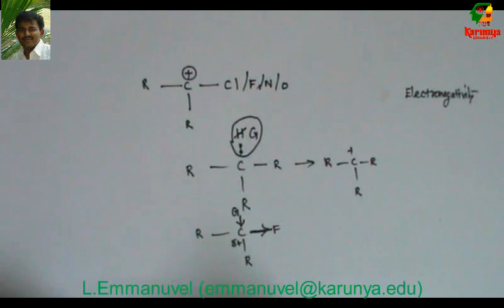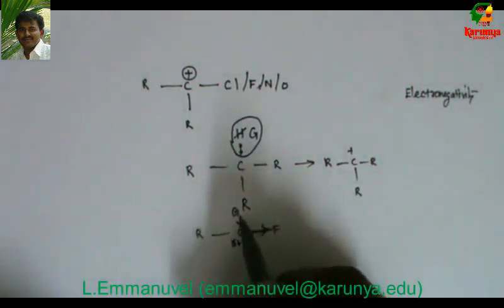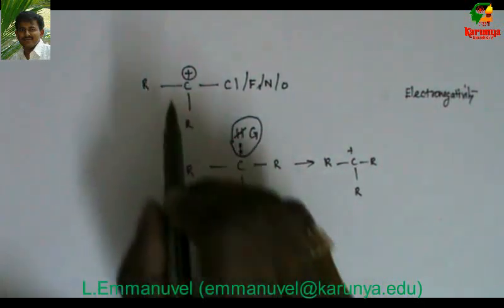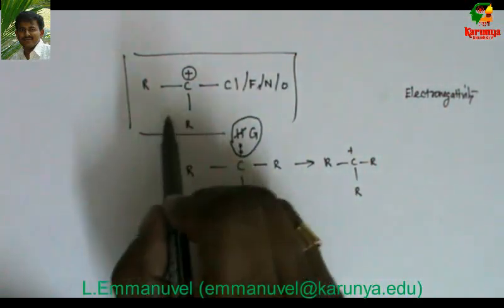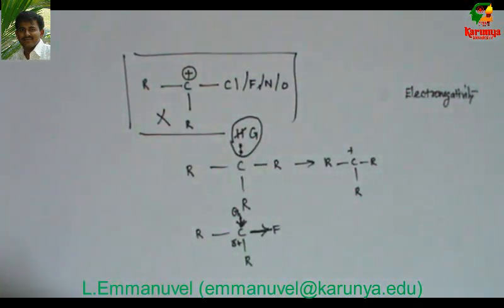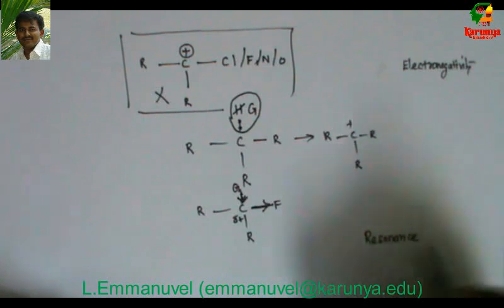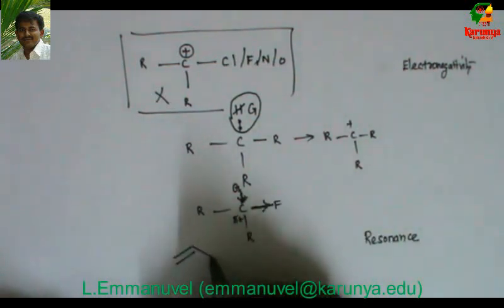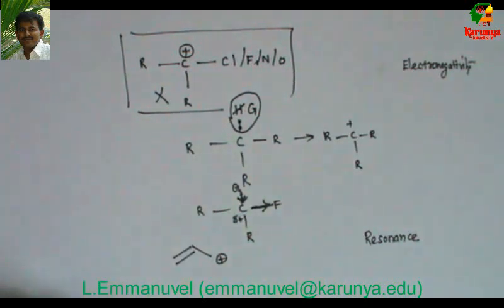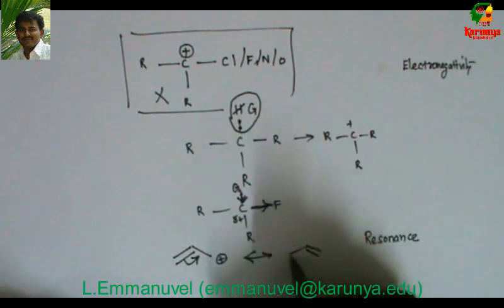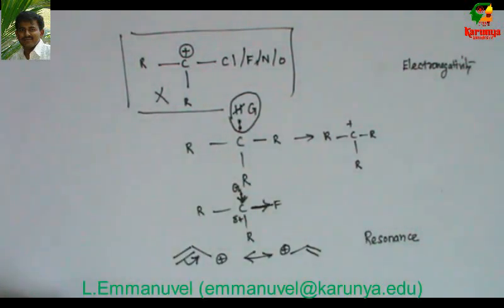So what happens? The lone pair of electrons on this prefers to come towards carbon, not towards the group. So because of that, we cannot generate this carbocation. It is not possible. What will be the effect of resonance on the carbocation? Already we have discussed, if there is a system like this, then this double bond migrates here to give the resonance structure like this.